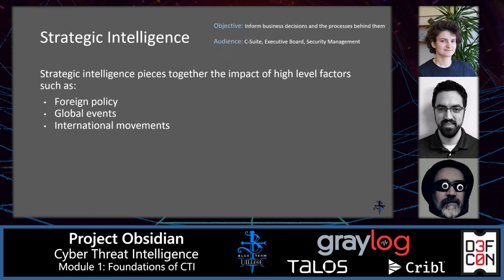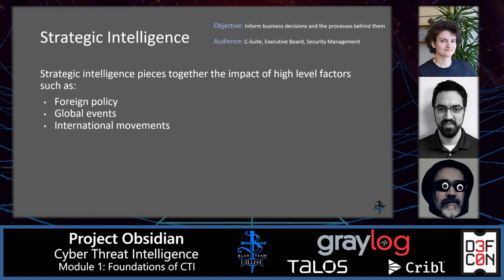The last type of intelligence we have here is strategic intelligence. This is to inform business decisions. The people interested in that might be the C-suite, executive board, security management. So really the leadership, they're interested in this. It's usually piecing together the impact of high-level factors like foreign policy, global events, international movements.